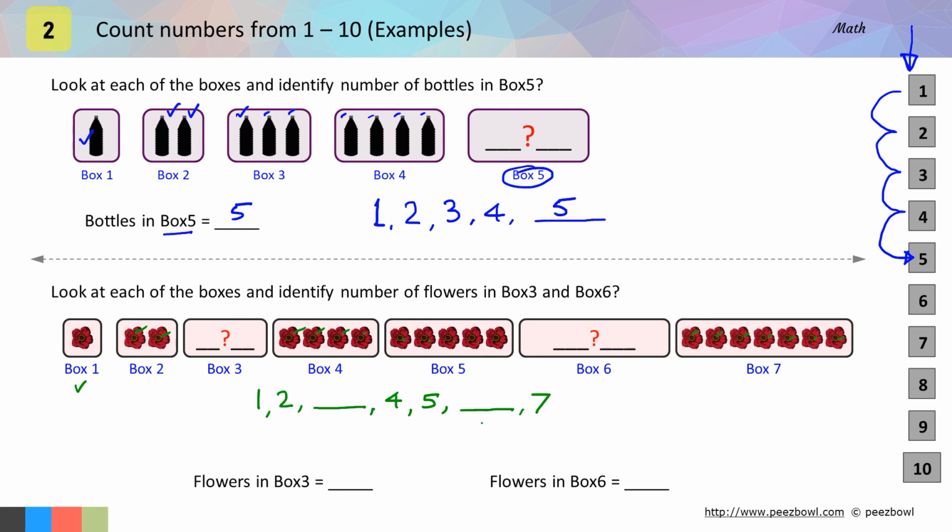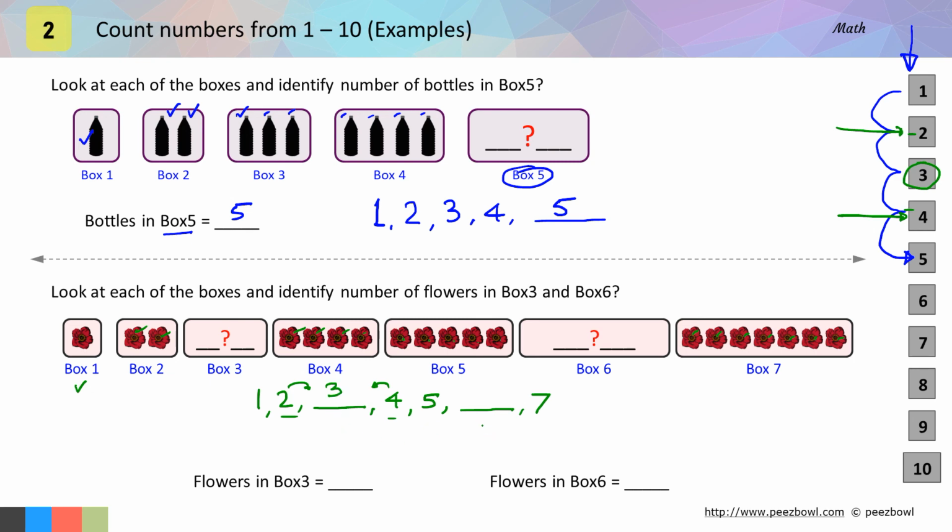After writing all the flowers, it becomes very simple to find the number of flowers in box 3 and box 6. In box 3 we need to find out the number which is after 2 and before 4. Or we need to find out the number which is between 2 and 4. Refer this number diagram. We have 2 here, we have 4 here, and the number which comes between 2 and 4 is 3. We will have 3 flowers in box 3.